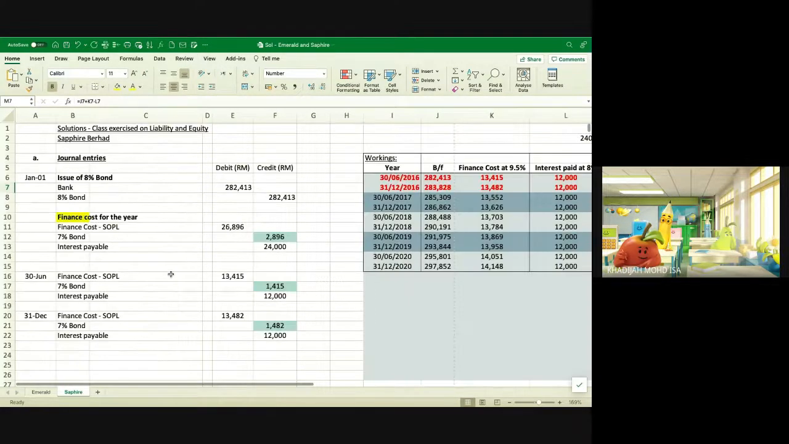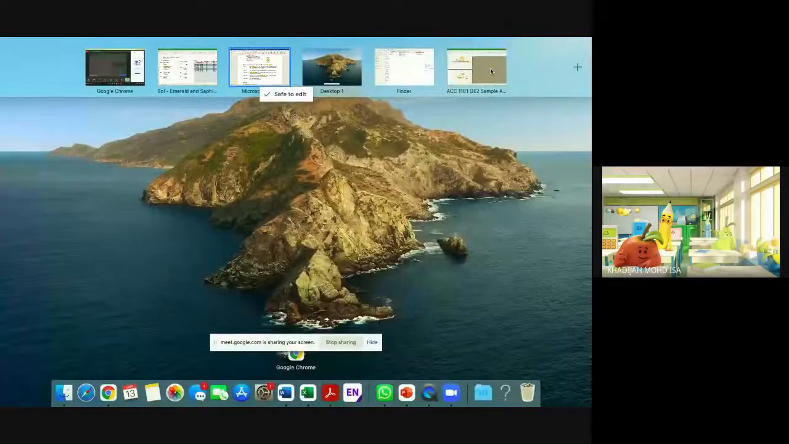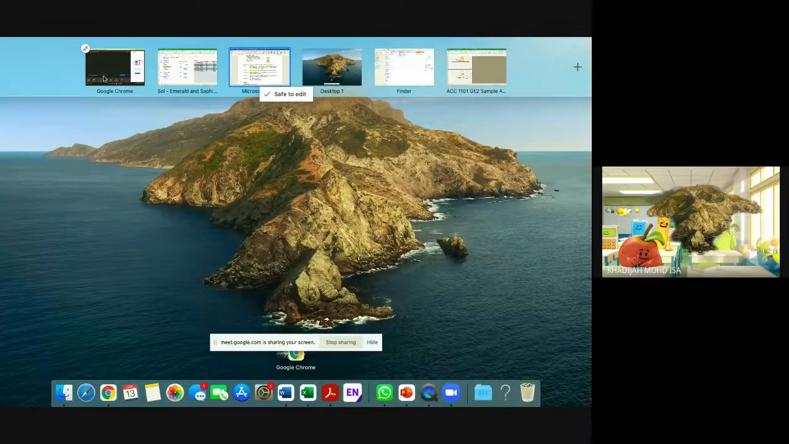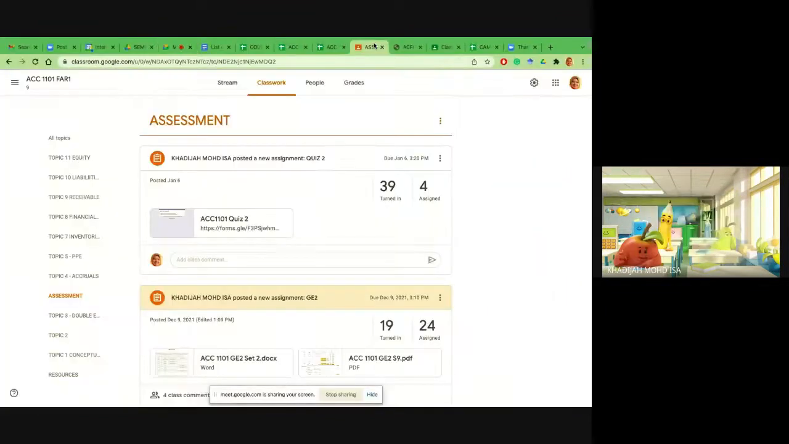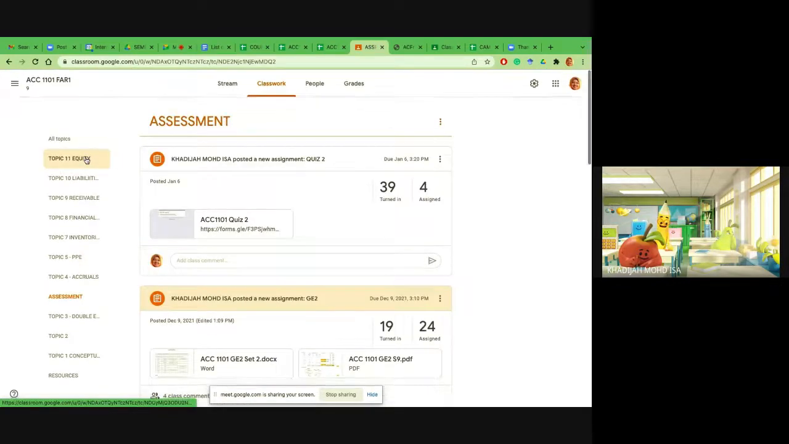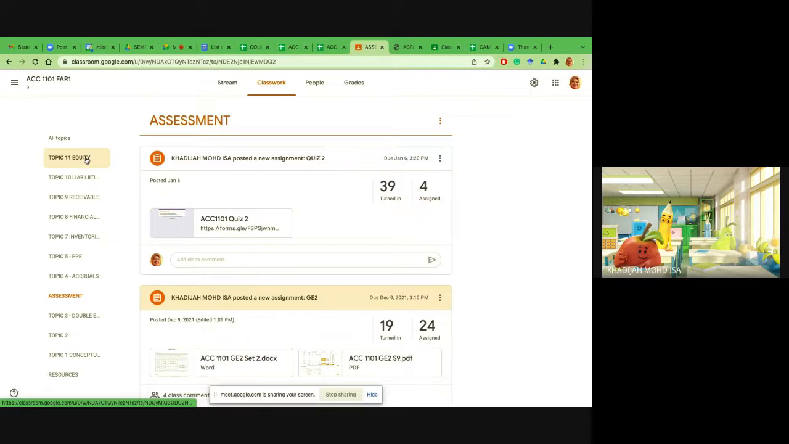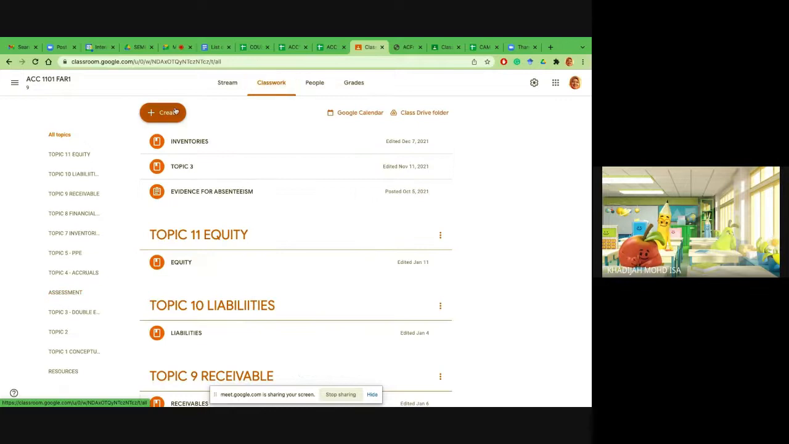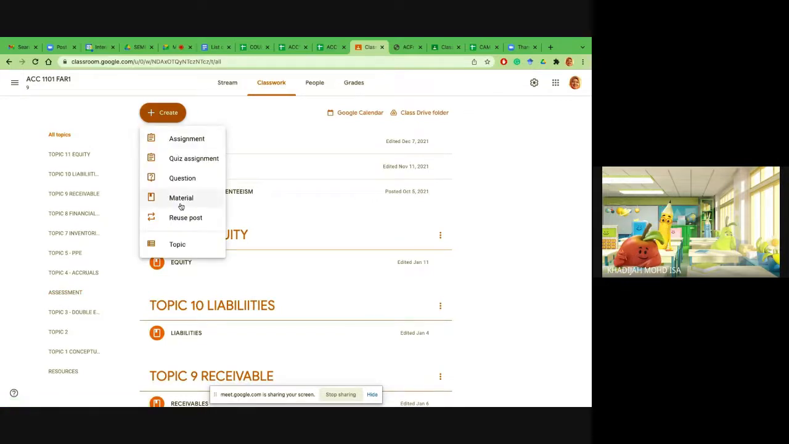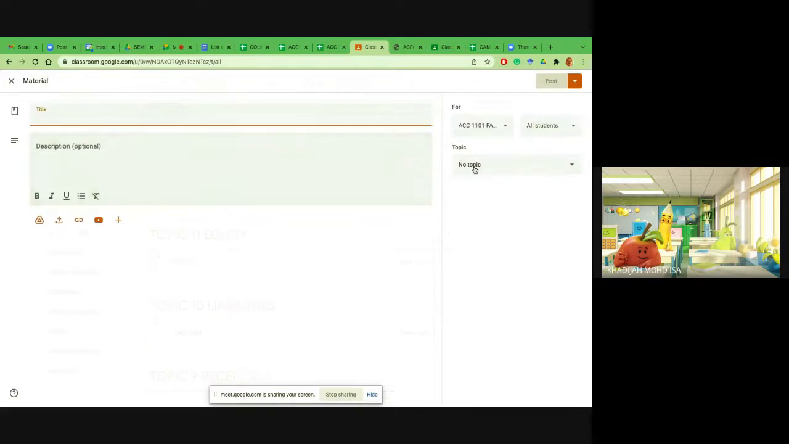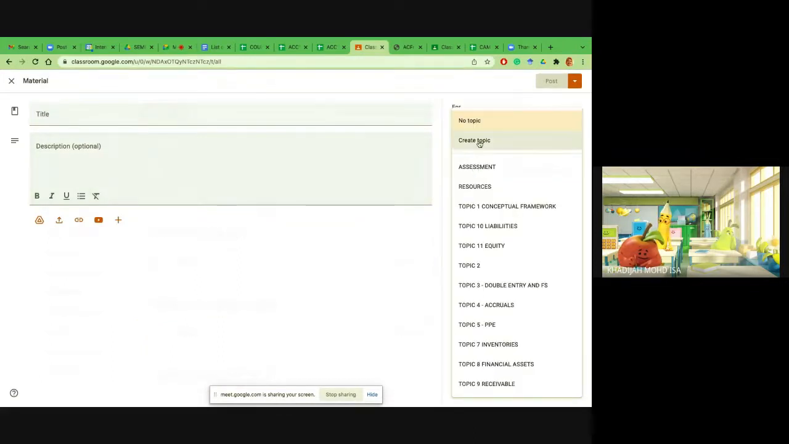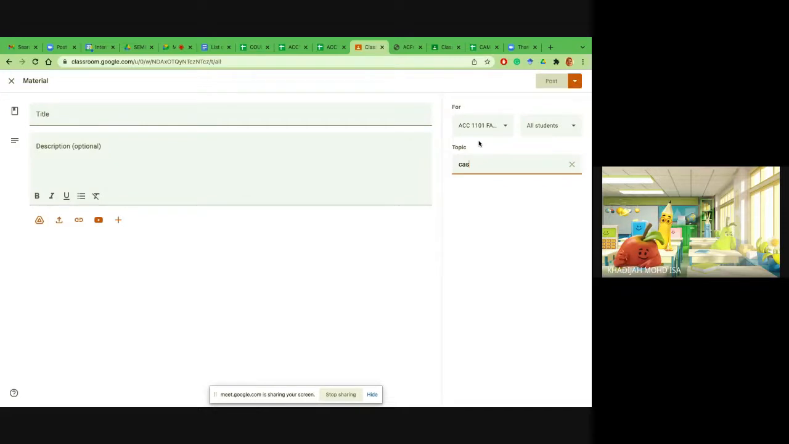So let's go into the new topic, which is what's the topic? I think the new topic would be equity? Done. Oh, I haven't given it yet. We are going into your financial statement, no, cash flow statement. Let me create material. So we're going to have, what's the topic? Cash flow.